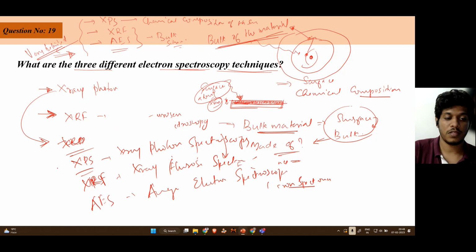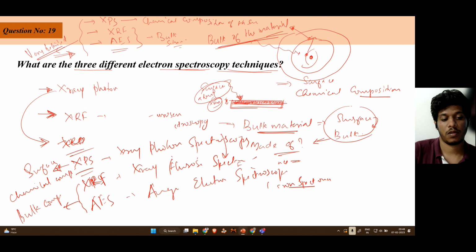XPS is generally used to understand the surface chemical composition of the material, whereas XRF and AES can be used to understand the bulk composition of the material.